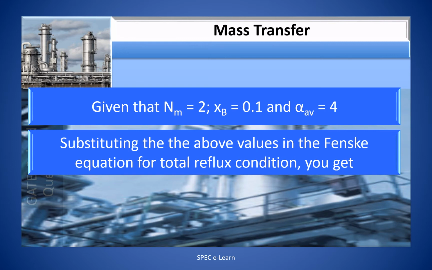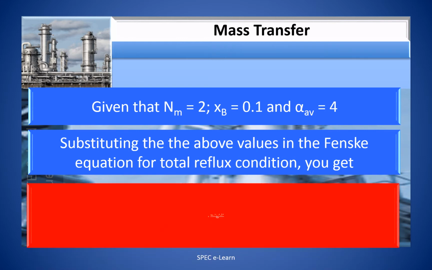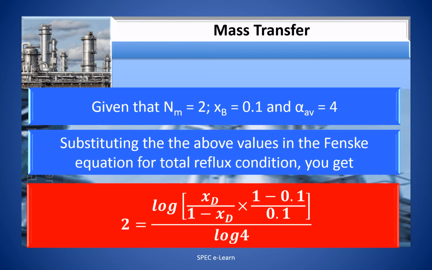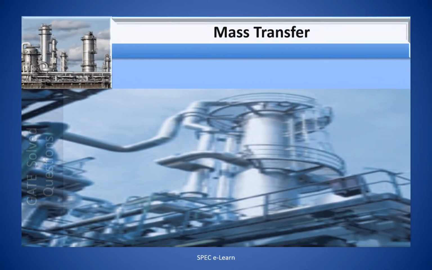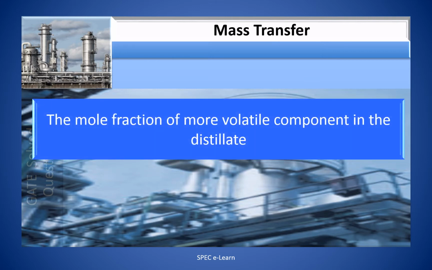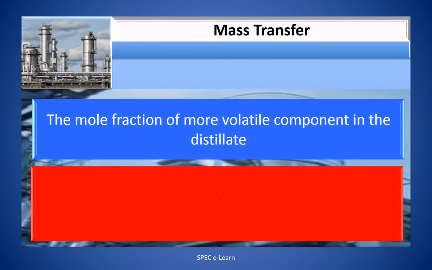Substituting the above values in the Fenske equation for total reflux condition, you get 2 equal to log of x_t by 1 minus x_t times 1 minus 0.1 divided by 0.1, the whole divided by log 4. The mole fraction of the more volatile component in the distillate x_D equal to 0.64.